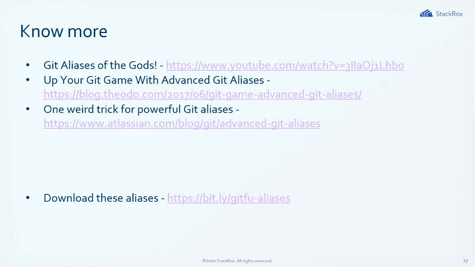So here are some good links from which I took information. The first one is Git aliases for the gods, which is a YouTube video. It's pretty good and it explains well. This one is for developers, but it nicely explains various aliases, how they work, and they also include a couple of other aliases for other purposes if you want to use them.